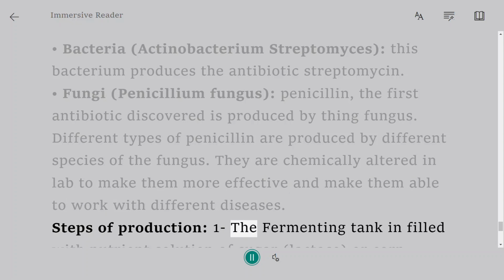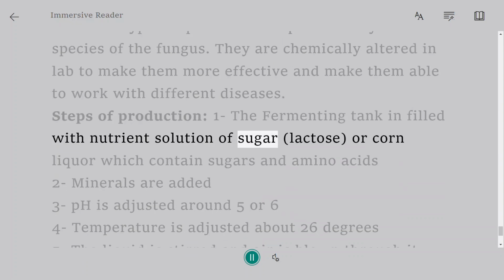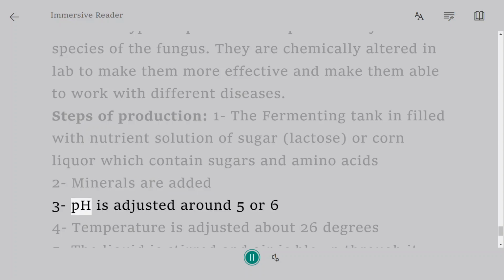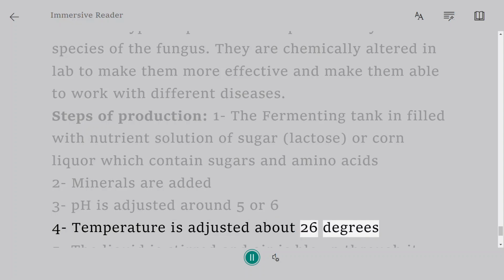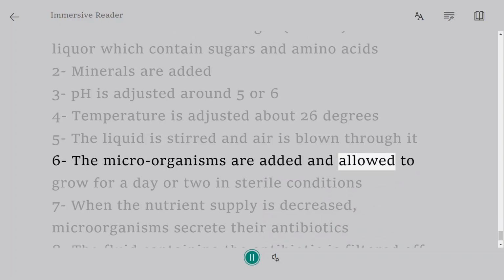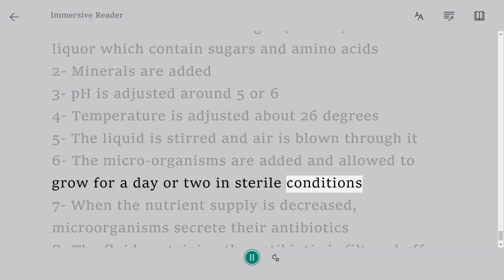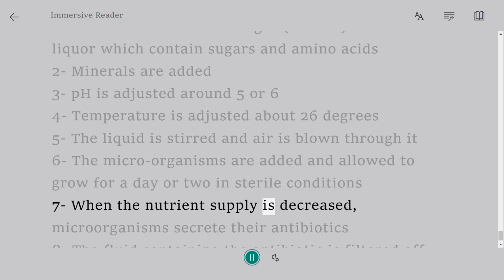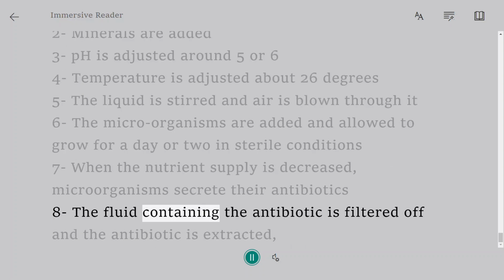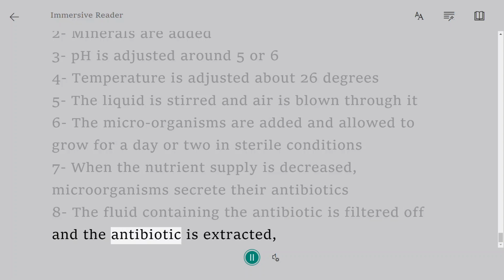Steps of production: 1. The fermenting tank is filled with nutrient solution of sugar, lactose, or corn liquor which contains sugars and amino acids. 2. Minerals are added. 3. pH is adjusted around 5 or 6. 4. Temperature is adjusted to about 26 degrees. 5. The liquid is stirred and air is blown through it. 6. The microorganisms are added and allowed to grow for a day or two in sterile conditions. 7. When the nutrient supply is decreased, microorganisms secrete their antibiotics. 8. The fluid containing the antibiotic is filtered off and the antibiotic is extracted.